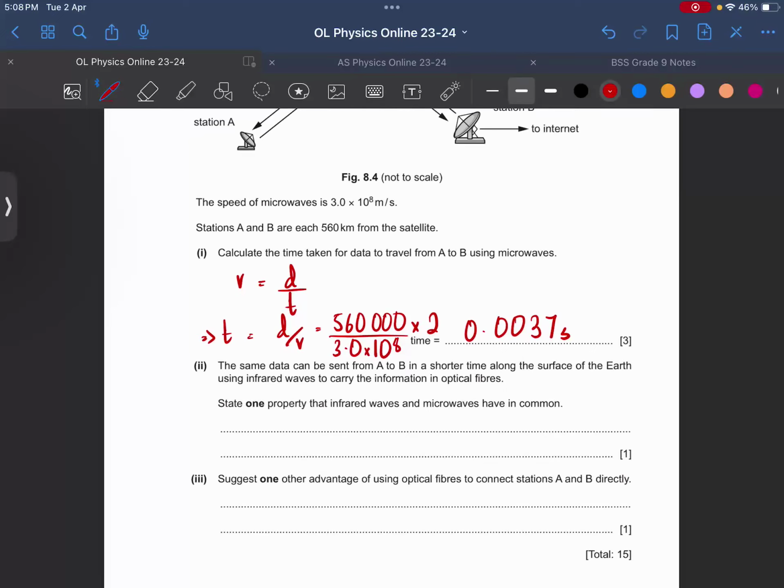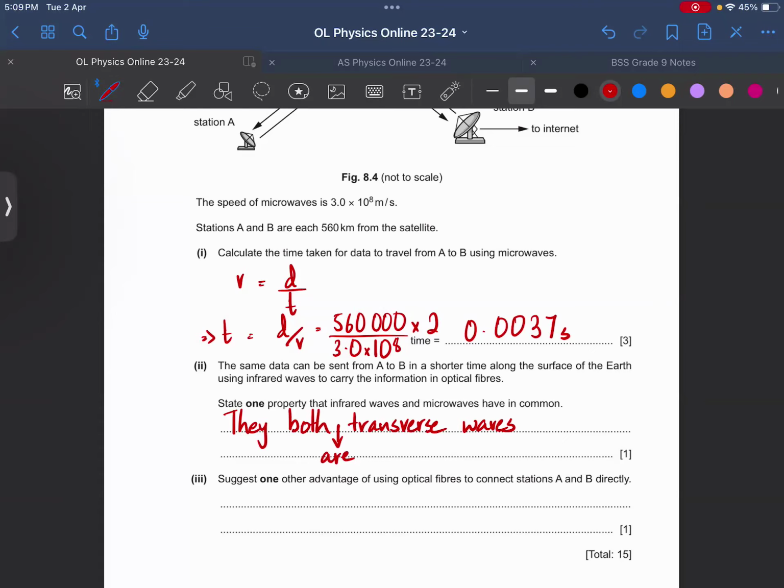Part 2, same data can be sent from A to B in a shorter time along the surface of the Earth using infrared waves to carry the information in optical fibers. State one property that infrared waves and microwaves have in common. आपको पता है ये EM spectrum का हिस्सा है। आप कह सकते हैं they both are transverse waves, they both can travel in a vacuum, they both travel at the speed of light. आप सारे कह सकते हैं। So they both are transverse waves.